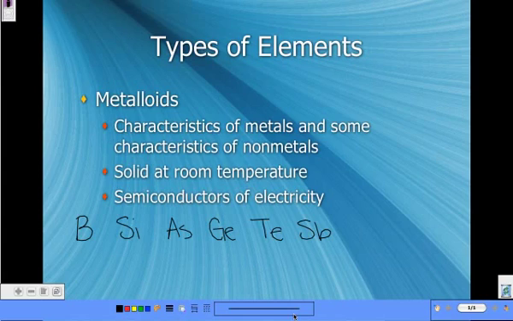Some books, I'll put these in parentheses, put astatine and polonium on there, but I don't think our book does. So I'll put them in parentheses because some books will consider them metalloids and some don't. So those are the only 6 metalloids, and they run right along that stair-step line around there.